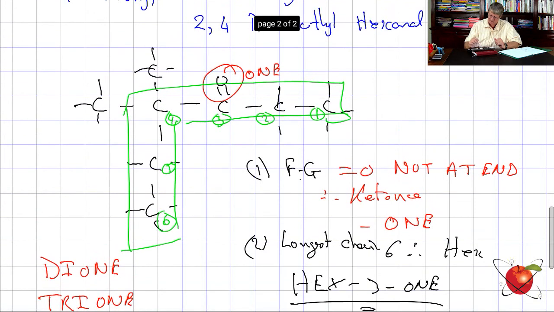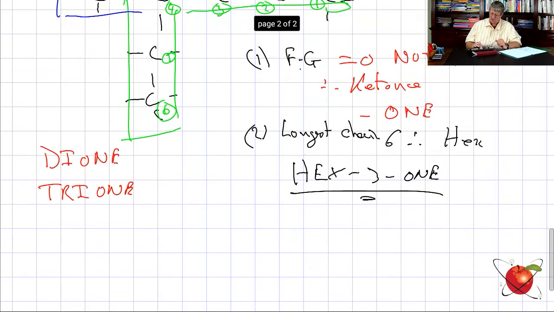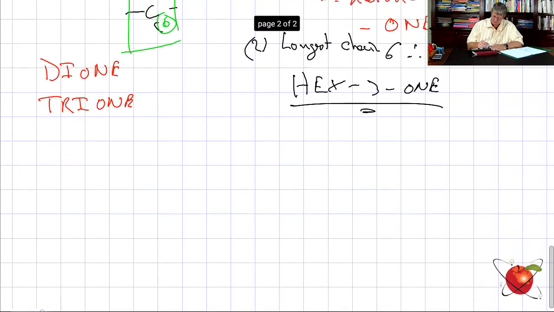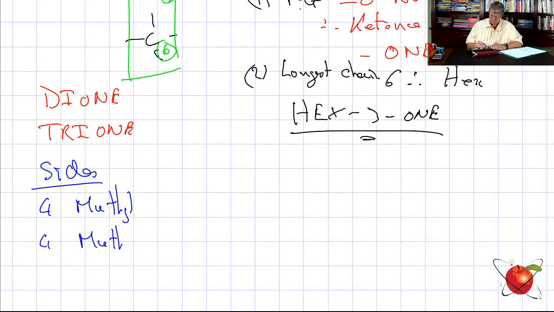And here we go. Okay, where are you? Blue is a side chain. There's one, and there's one. If you do it this way, you don't miss anybody, right? And therefore, what do I have? Now I list my side chains. On 4, I've got a methyl. So I list my sides. On 4, I have a methyl. And on 4, I have another methyl. So therefore, we've got 2 methyls.